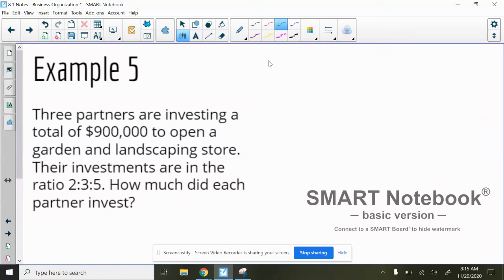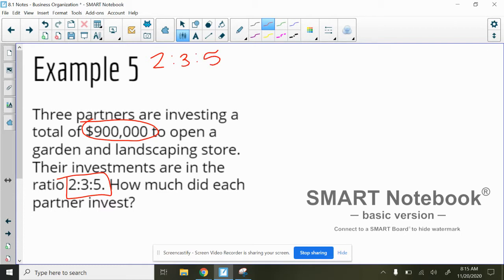Okay, example 5 says 3 partners are investing a total of $900,000 to open a garden and landscaping store. Their investments are in the ratio of 2 to 3 to 5, and we need to find out how much each partner invested. The very first thing that I would do on this one is take that ratio, 2 to 3 to 5.